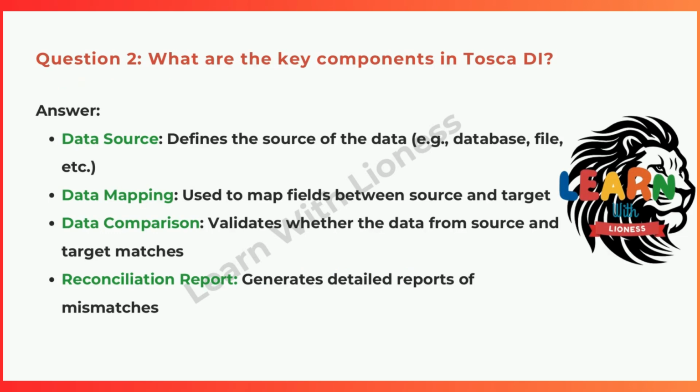Question 2. What are the key components in Tosca DI? Answer. A. Data source. Defines the source of the data, for example, database, file, etc. B. Data mapping. Used to map fields between source and target. C. Data comparison. Validates whether the data from source and target matches. D. Reconciliation report. Generates detailed reports of mismatches.